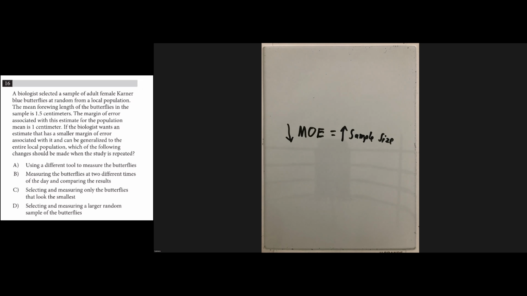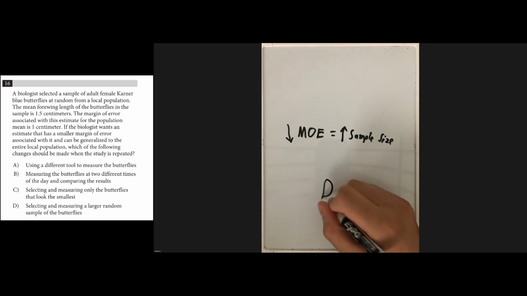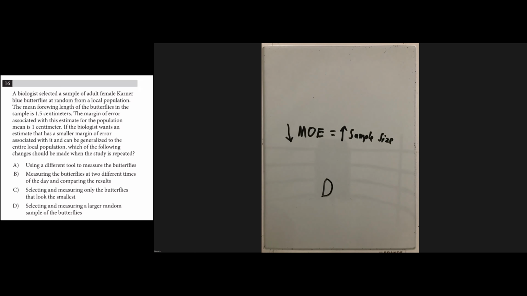And so which one of these correlates to that? Does A? No, it doesn't. Does B? No. C? No. D says selecting and measuring a larger random sample. So the answer choice here would be D, because you're increasing the sample size. And that's how you decrease the margin of error.